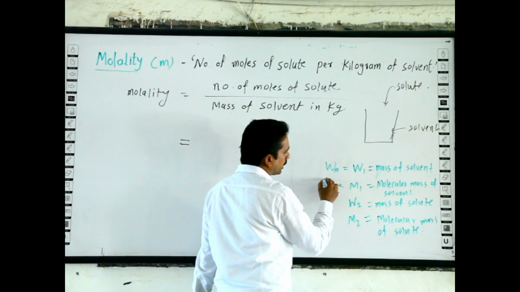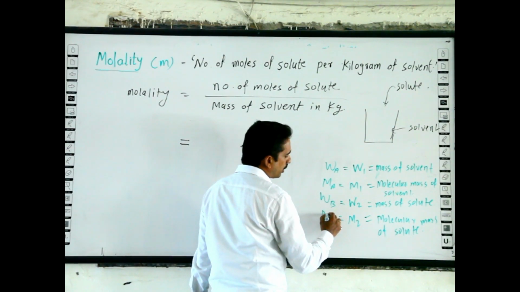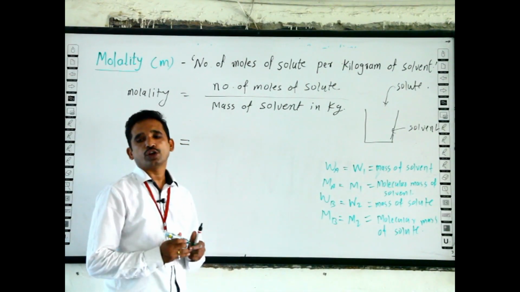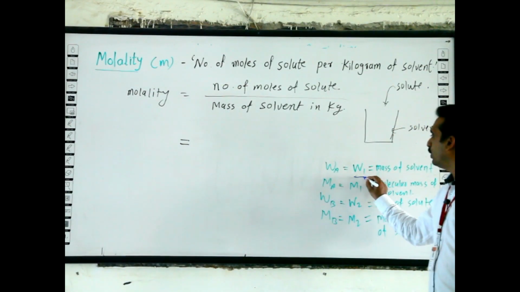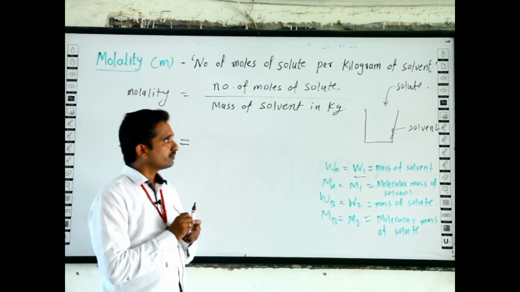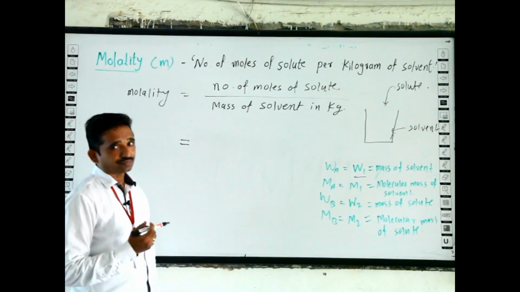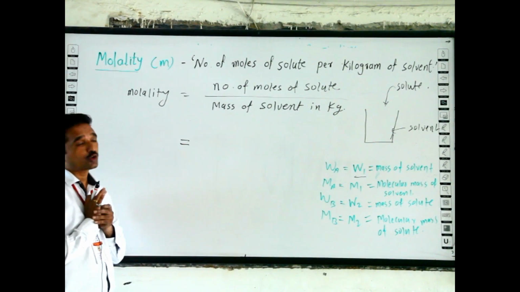Sometimes in some books, WA, MA, WB, MB are also written, but according to NCERT we will take W1 for mass of solvent, M1 equals molecular mass of solvent, W2 equals mass of solute, and M2 equals molecular mass of solute. These concepts are applicable for the various formulas as shortcuts.